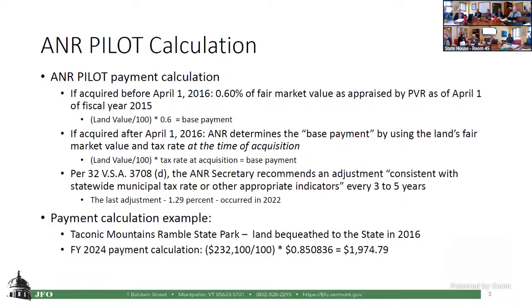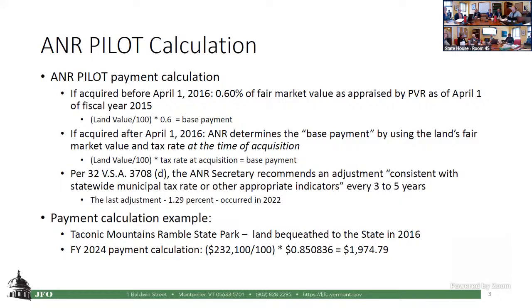If that property is acquired after April 1st, 2016, the base payment is determined by using the land value and the tax rate that was in effect at the time of acquisition. Right, because you have land that was acquired by the state decades and decades ago. There was an evolving process of bringing A&R PILOT calculations to a consistent methodology, and this was the system that was determined around that time.